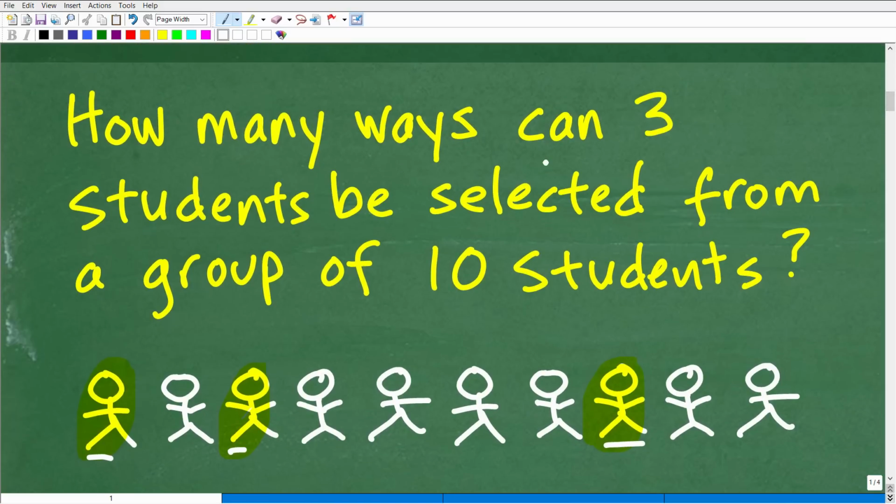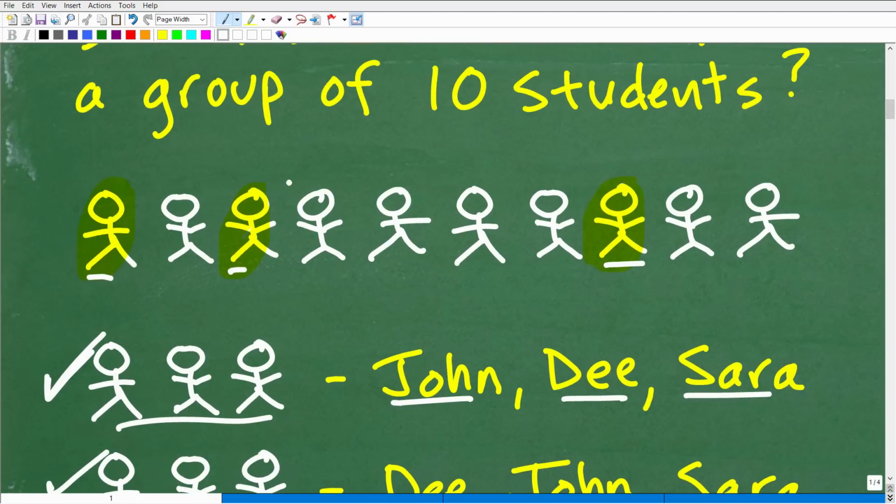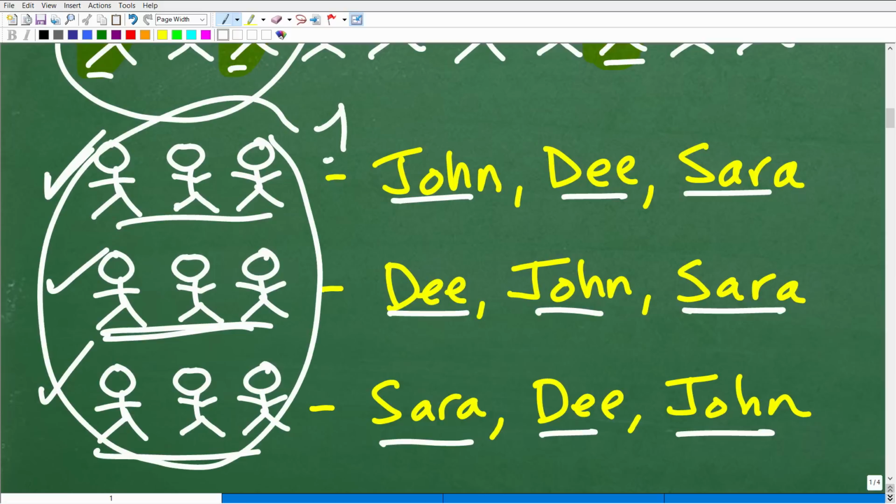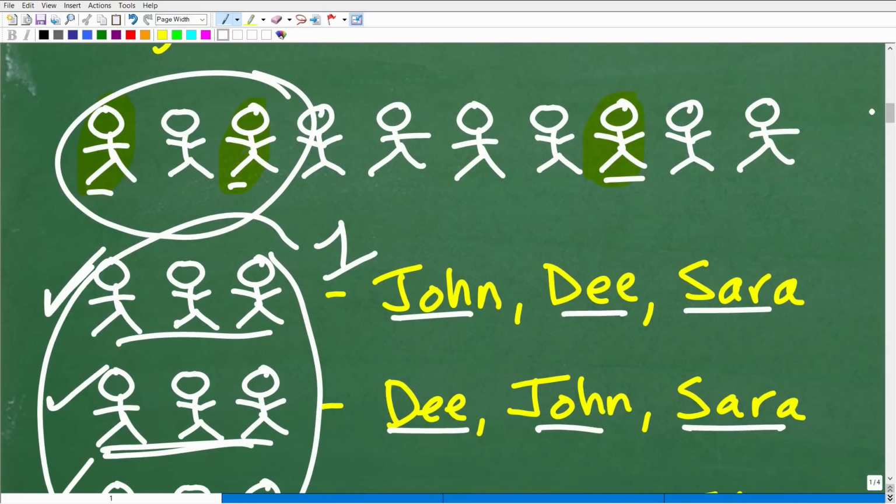We've got to go back to the question. How many ways can 3 students be selected? You're just getting 3 students at a time, right? You're just grabbing some 3. Does it make a difference in terms of the order? No, because really these are the same groups, right? So if I selected Sarah first, then Dee, then John, well, these groups are the same people. They all represent just one way we could pick 3 students out of the 10. The order doesn't make a difference in this particular situation, because these groups are equivalent.